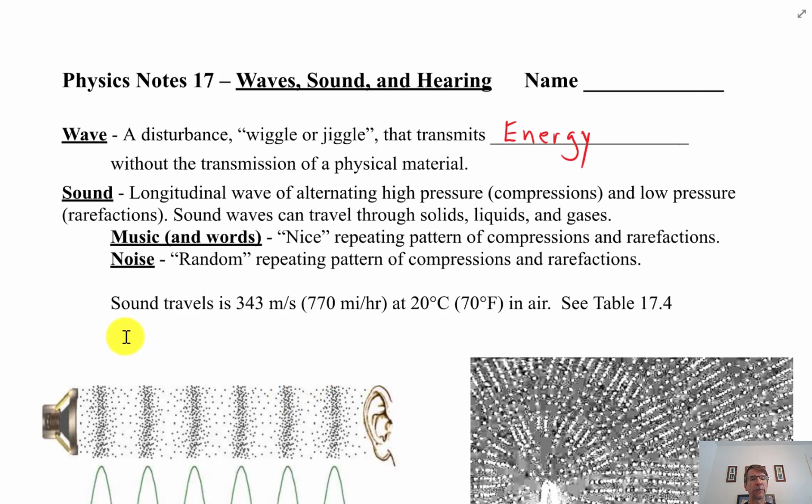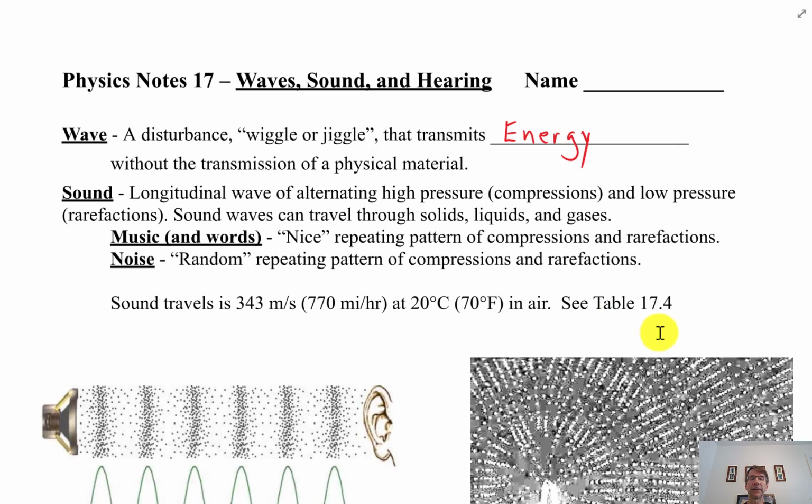As we also learned in the last unit, sound travels at 343 meters per second in room temperature air. That's about 770 miles per hour. Room temperature is basically 20 degrees Celsius, which is roughly 70 degrees Fahrenheit. There's a table in your book, table 17.4, which tells you the different speeds in different materials.